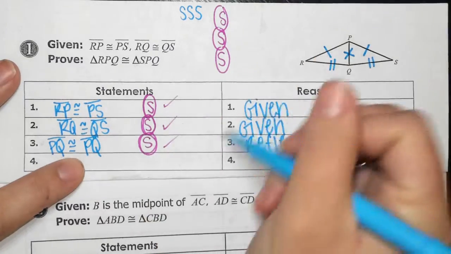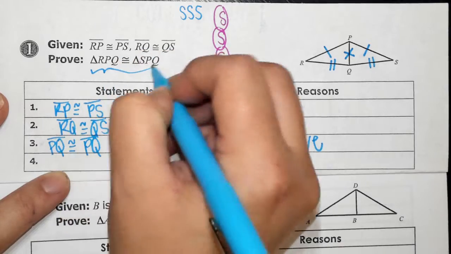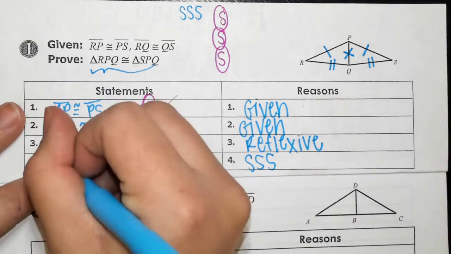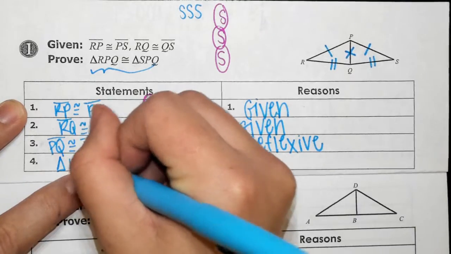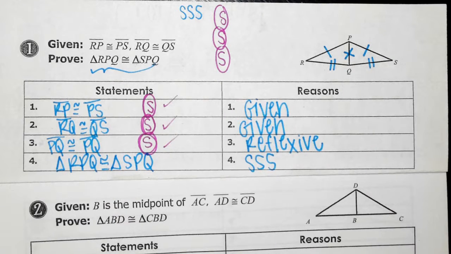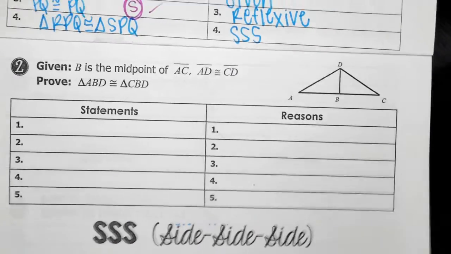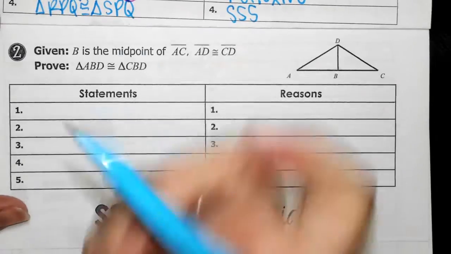So, because of the side, side, side shortcut, we can say, and remember, what you're proving is right here. And that's always your last step. So, triangle RPQ is congruent to triangle SPQ. That's it. Every time. Now, it changes a little bit, but the process is the same. Okay, so let's go try the second one. We're still using what shortcut? Side, side, side. Okay, so let's go ahead and set it up.